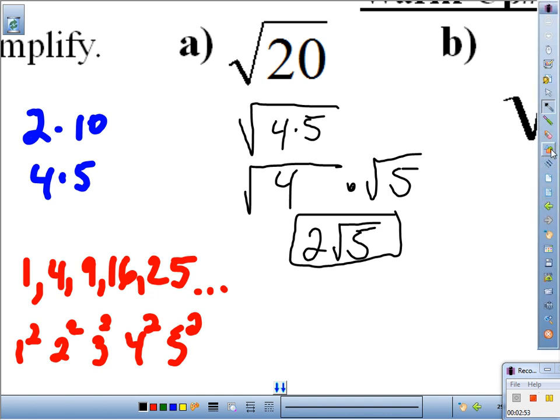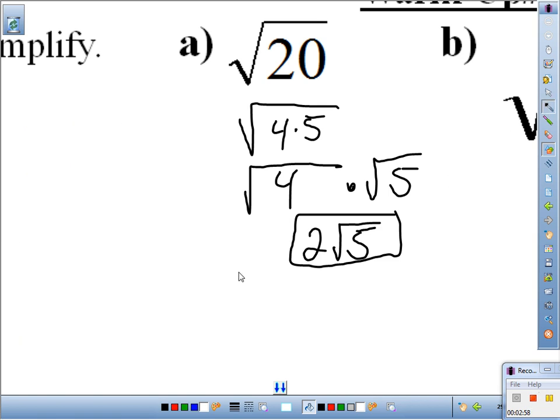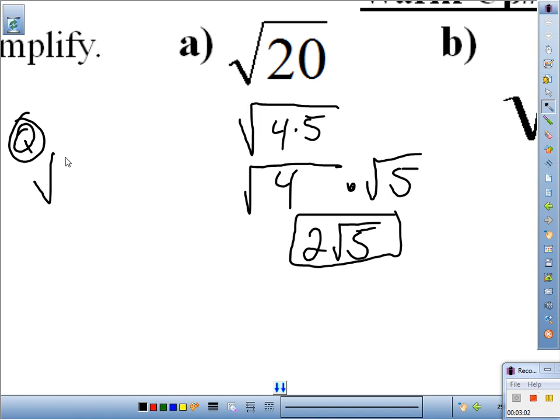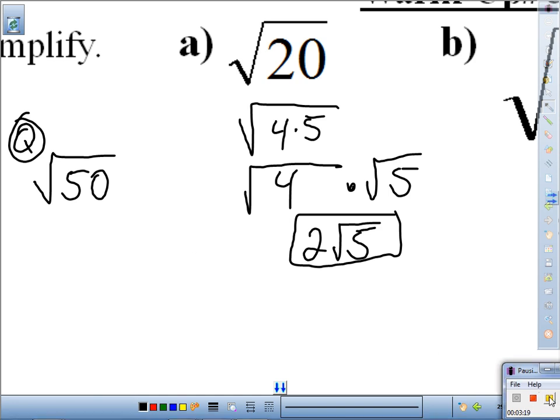I'm going to give you one more for you to do by yourself. Let's see how you do with that. Here it goes. Example Q. Simplify square root of 50. Don't say it out loud. See if you can find the two factors. Yes, right in the warm-up. I'll give you guys about 40 seconds. Copy and go. Okay, here goes the process.